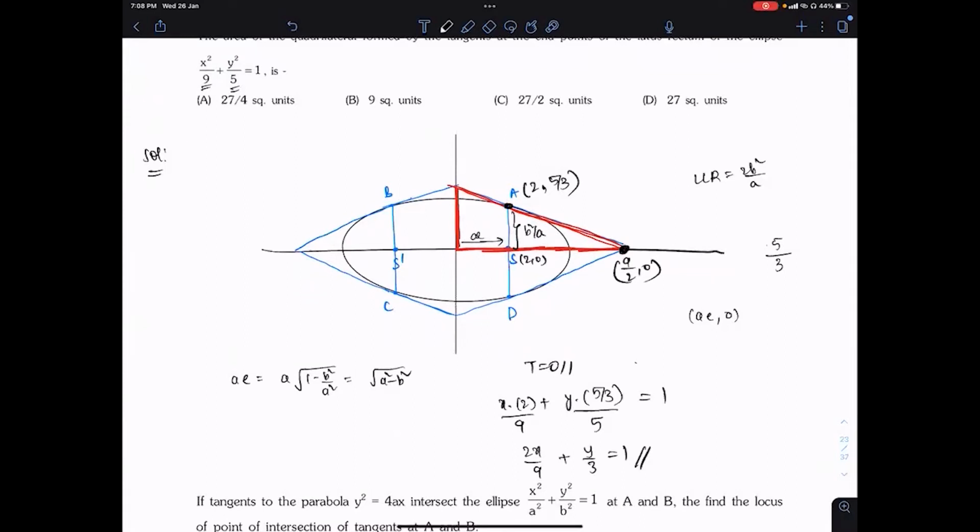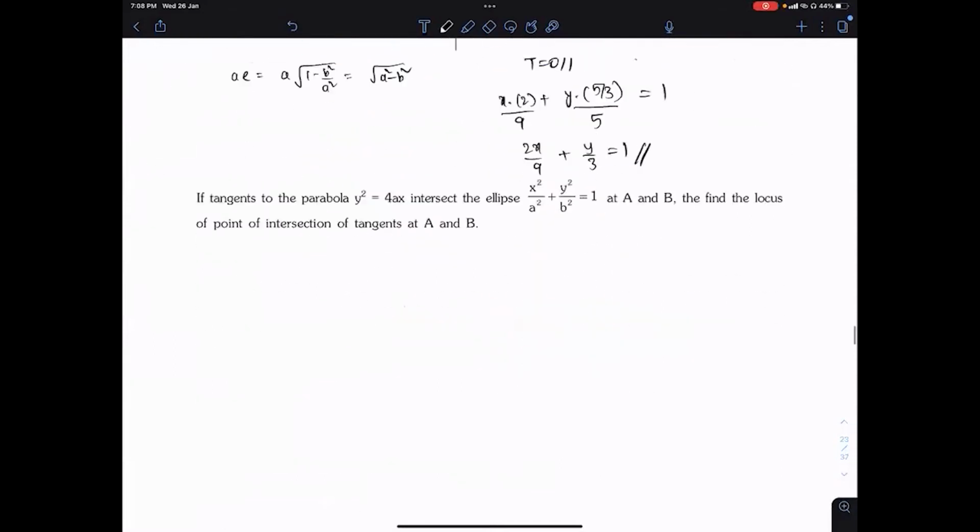If you put x equal to 0, you will get y as 3. So this is (0, 3). So this length is 3. This length is 9 by 2. So area of that one triangle will be half into 9 by 2 into 3, which is 27 by 4. So all 4 triangles, if you add, it will be 27. Okay. Next.